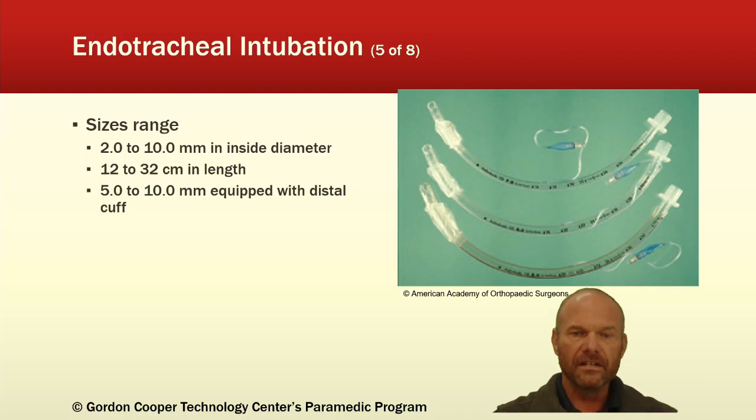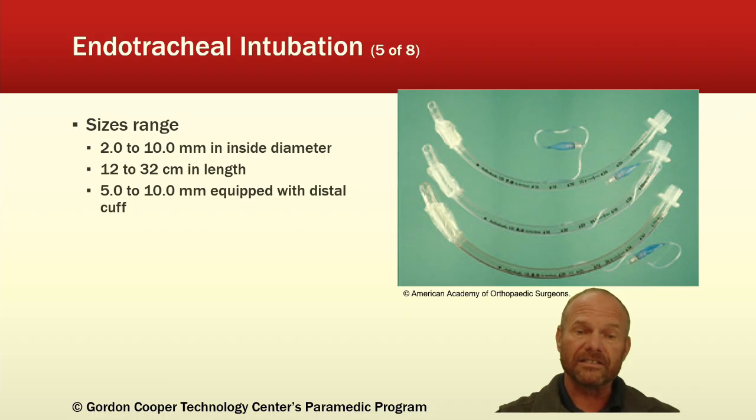Now, tube sizes come in a variety of sizes, everything from a 2 to a 10. As you can imagine, a 2 is going to be a little bitty one, and a 10 is going to be a big old throat. Tube length varies from 12 to 32 centimeters. There are different lengths to fit different anatomies. Cuffed tubes, from 5 to 10, typically have a distal cuff that inflates to create an airtight seal with the tracheal wall, which is essential for effective ventilation and aspiration prevention.